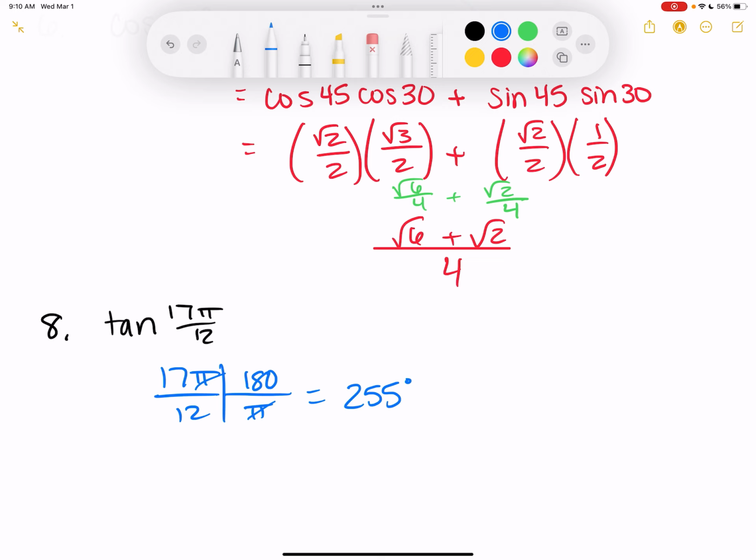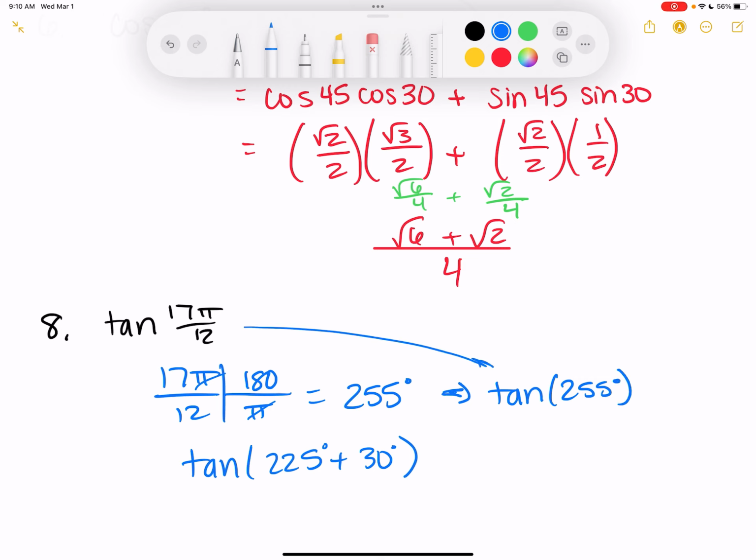So I'm going to treat this as the tangent of 225 plus 30. I thought it was 255. Oh, wait, never mind. Okay, I see what we're doing now. Sorry. Let me redo it this way, or write it this way first. The tangent of 255 now is what we're using instead of this.